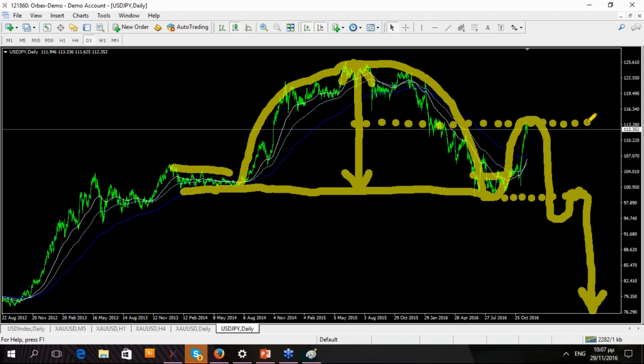I would like to erase that. I would like to share with you an inverse cup and handle pattern that has been shared by major banks as well. They have spotted that pattern too. I would like to share with you that inverse pattern and draw that out to give you an idea of what I'm talking about. So here we've got the inverse cup pattern.